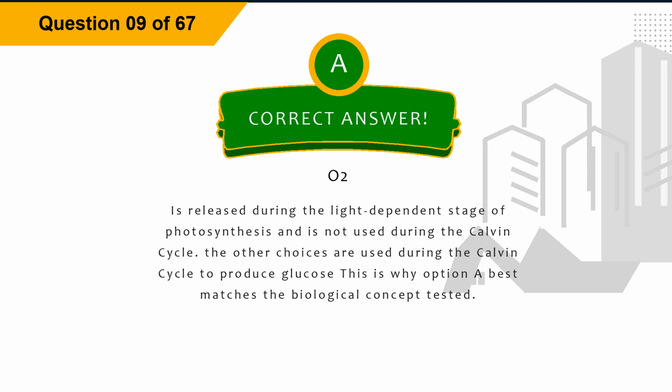The correct answer is option A, oxygen. Explanation. Oxygen is released during the light-dependent stage of photosynthesis and is not used during the Calvin cycle. The other choices are used during the Calvin cycle to produce glucose. This is why option A best matches the biological concept tested.